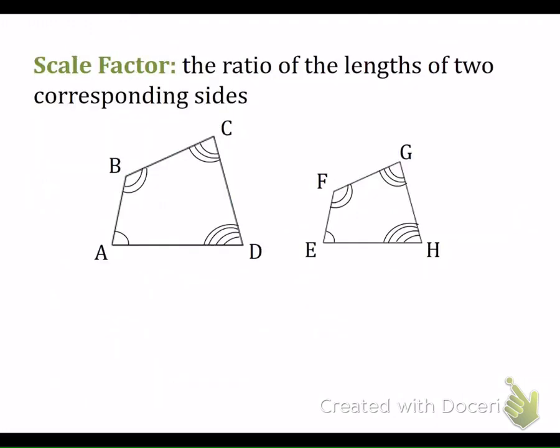Next vocabulary word is scale factor. It's the ratio of the lengths of 2 corresponding sides. So basically what we did between part B and part C, where we reduced all the side lengths, all the ratios of the side lengths, that's actually the scale factor. So if you understood the last example, you'll be great at this. So the ratio of the lengths of 2 of the corresponding sides.